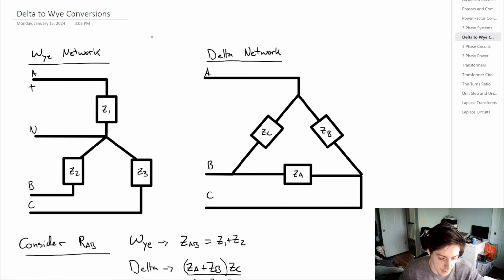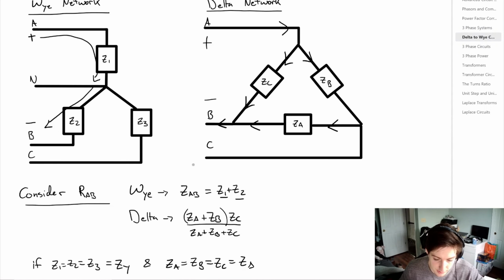So if we placed a multimeter between A and B, you could see that the current would travel through Z1 and then to Z2. So we'd say that the impedance between A and B is equal to Z1 plus Z2. Now if we look at the same case for the delta network, we would have current going in, it would split here, it would come back, going through ZA, also through ZC, and then to terminal B. So what we can say is that the impedance is the parallel combination of ZC with ZA and ZB.